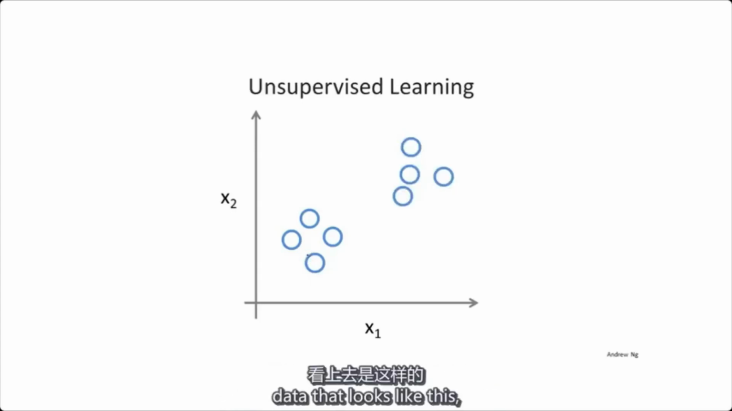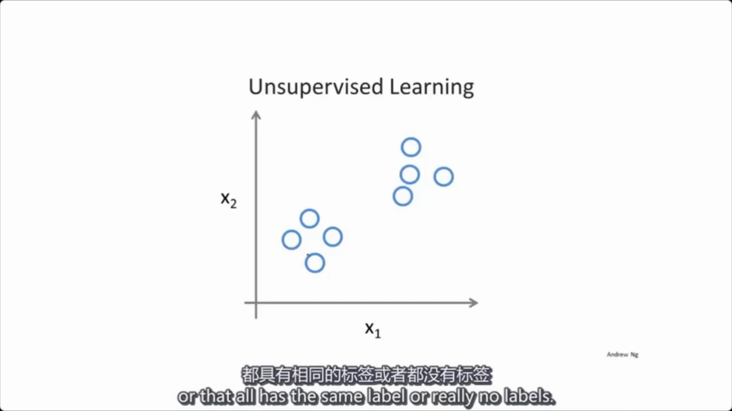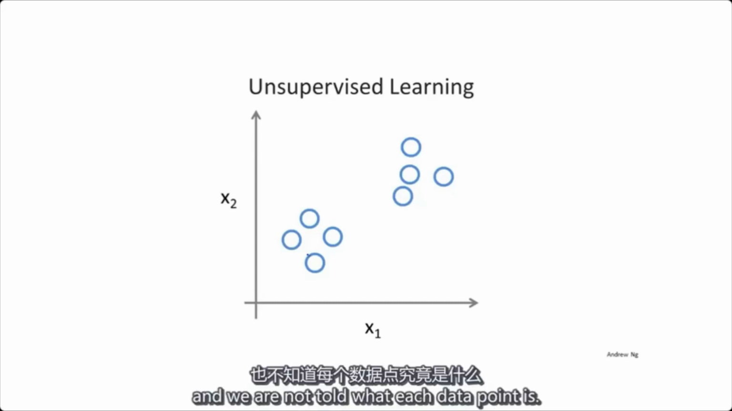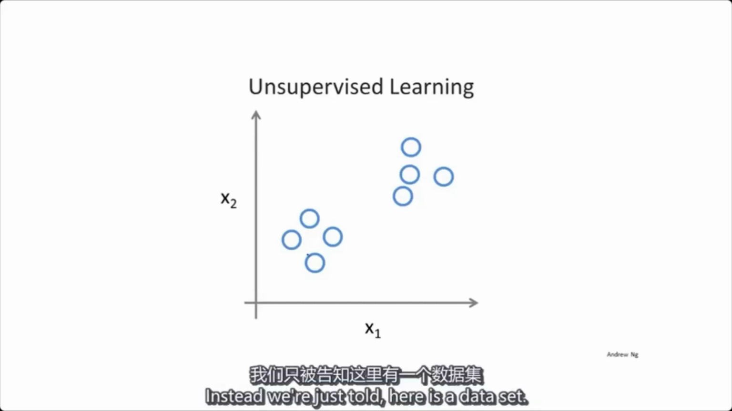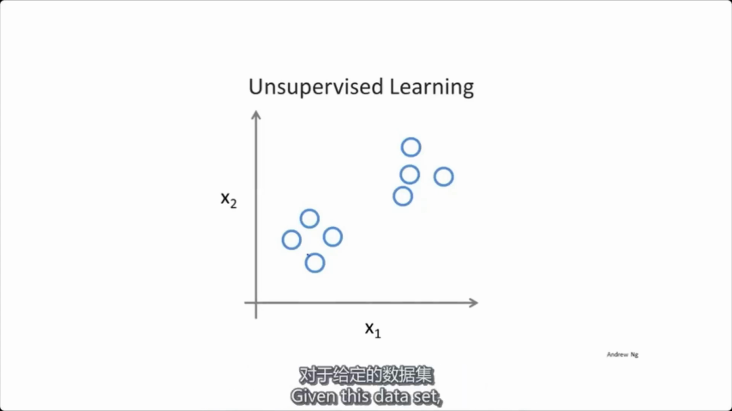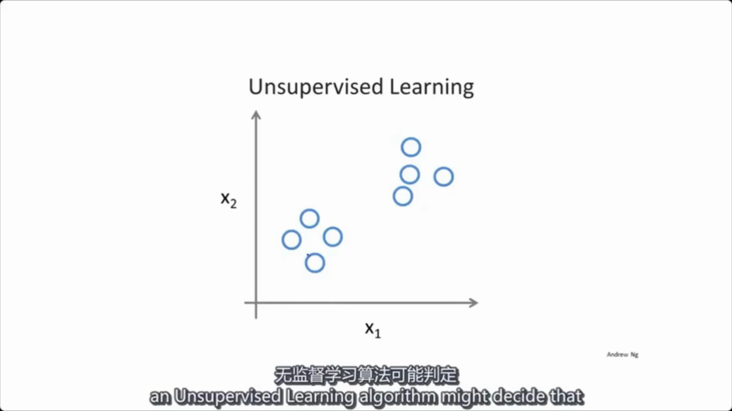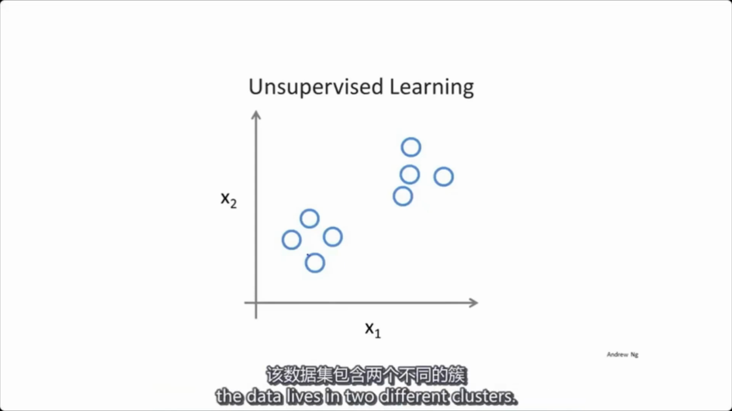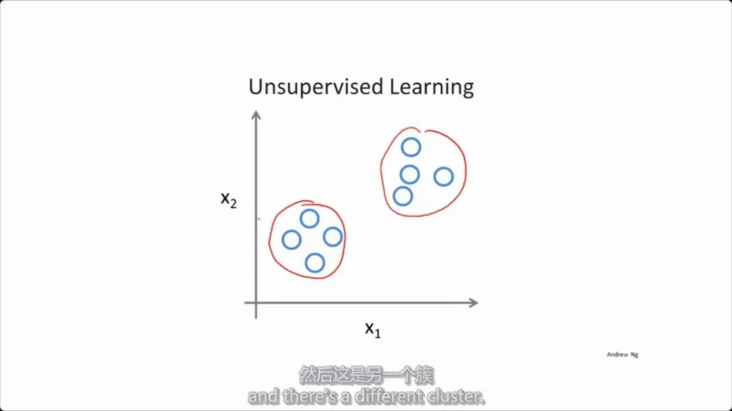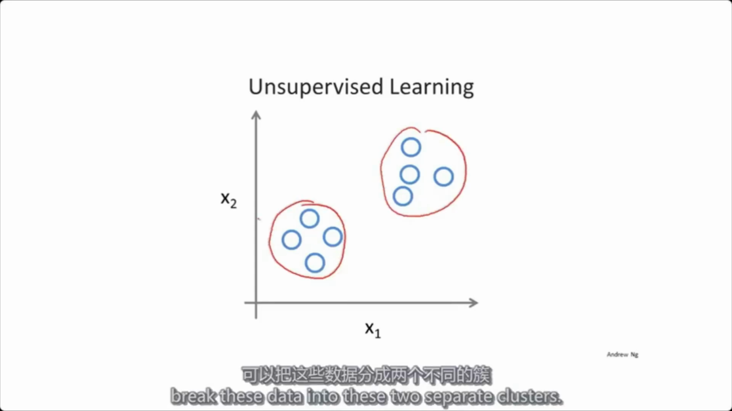We're given data that looks like this, that doesn't have any labels, or that sort of all has the same label, or really no labels. So we're given a data set, and we're not told what to do with it, and we're not told what each data point is. Instead, we're just told, here is a data set. Can you find some structure in the data? Given this data set, an unsupervised learning algorithm might decide that the data lives in two different clusters. And so there's one cluster, and there's a different cluster. And the unsupervised learning algorithm may break this data into these two separate clusters.